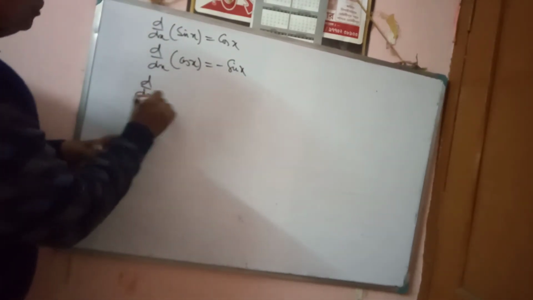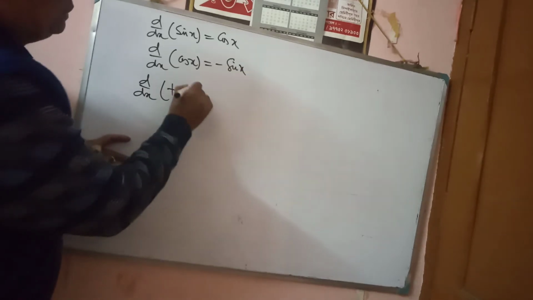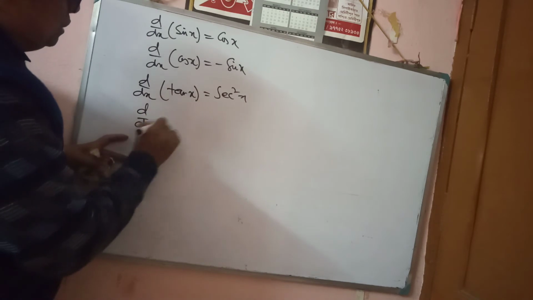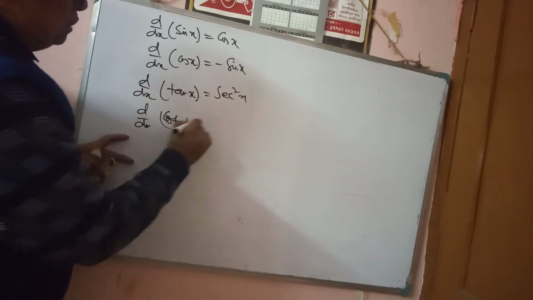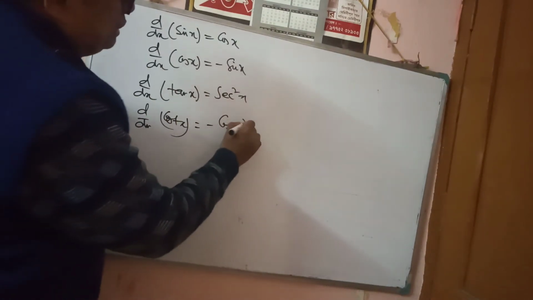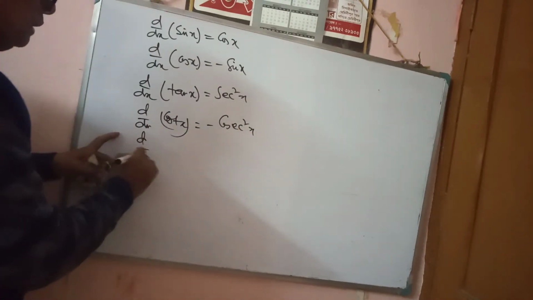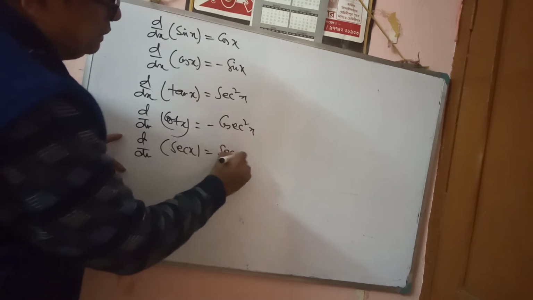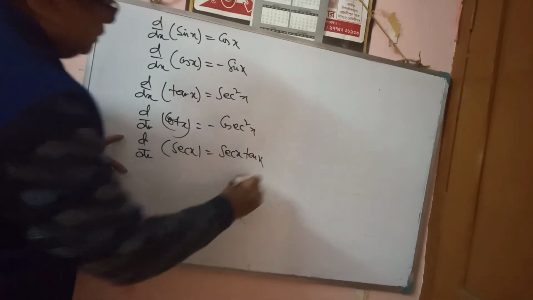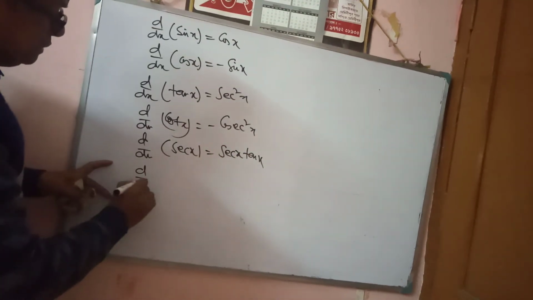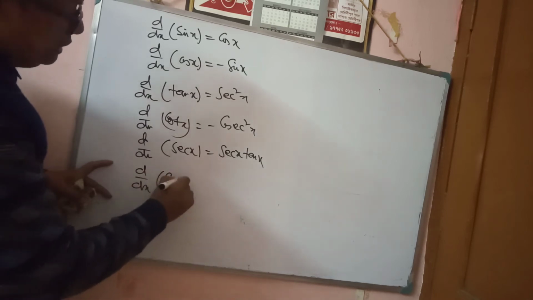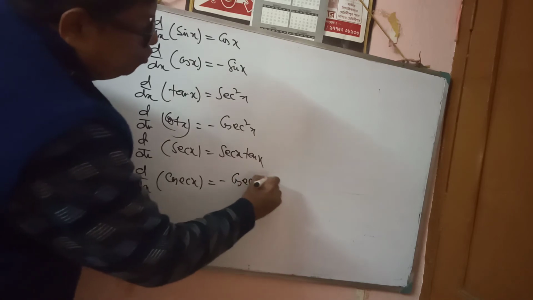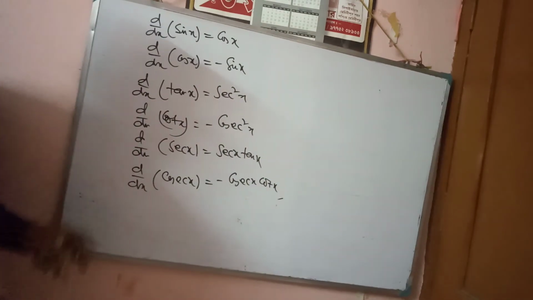Similarly, d/dx of tan x, keep in mind, will be sec square x. d/dx cot x, we are getting minus cosec square x. d/dx sec x will be sec x into tan x, and d/dx cosec x is minus cosec x into cot x. All of you remember.